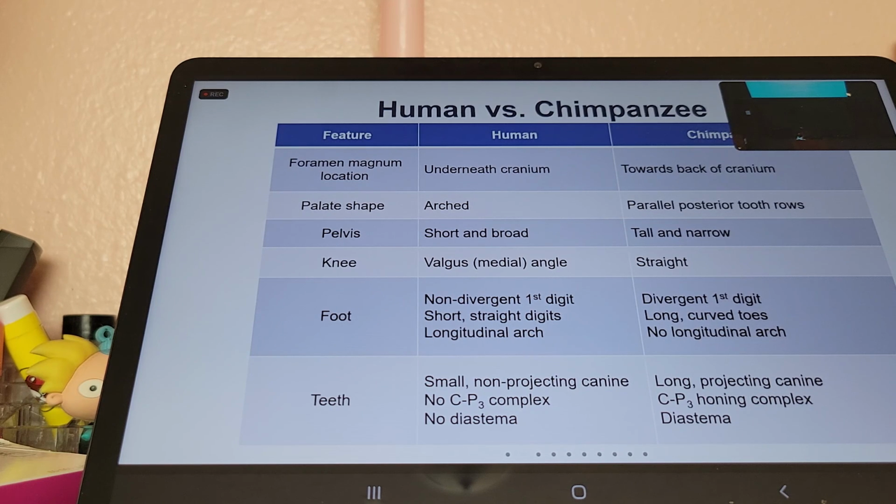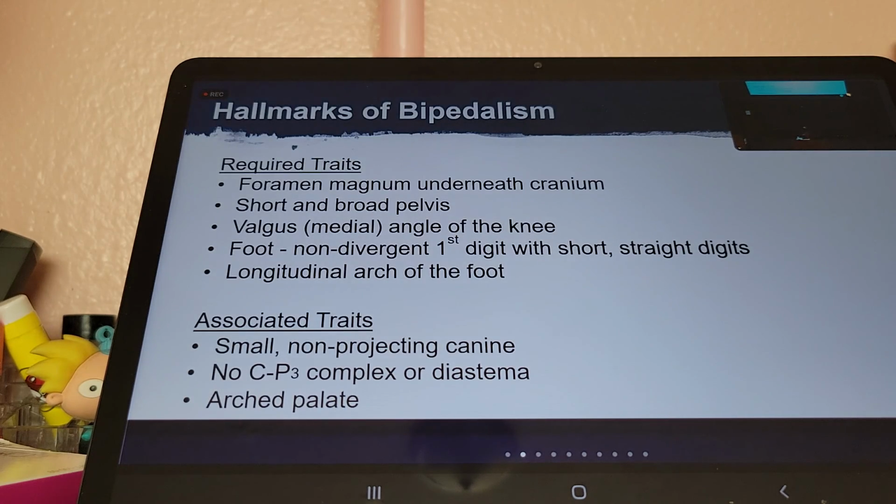So this gets posted to Canvas, and I'll make sure that gets posted as an individual slide so you can see that really well. So ultimately, the required traits you need to have for obligatory bipedalism, the way you and I walk, include the foramen magnum underneath the cranium, short and broad pelvis, medial angle at the knee, also known as the valgus angle. In the foot, a non-divergent first digit with short, straight toe bones or digits, and the longitudinal arch of the foot.